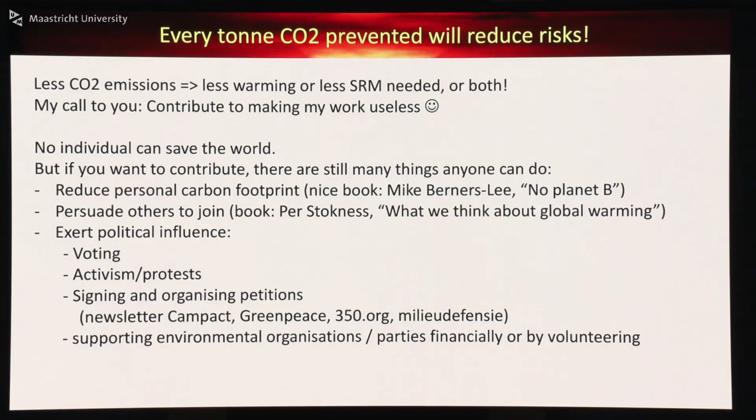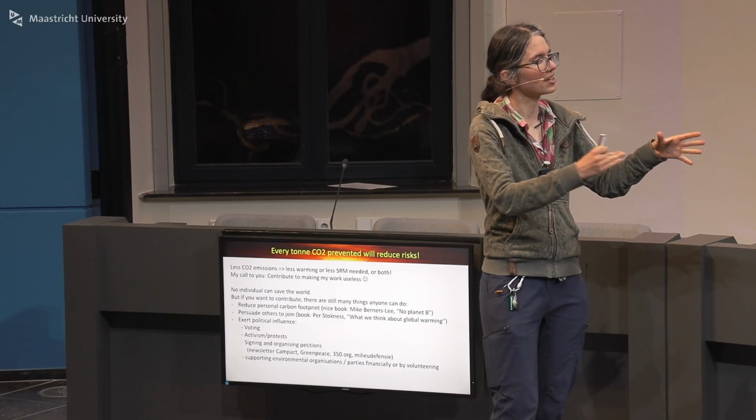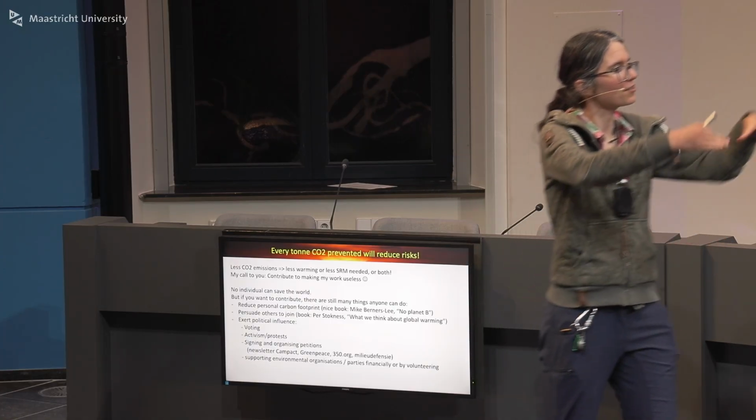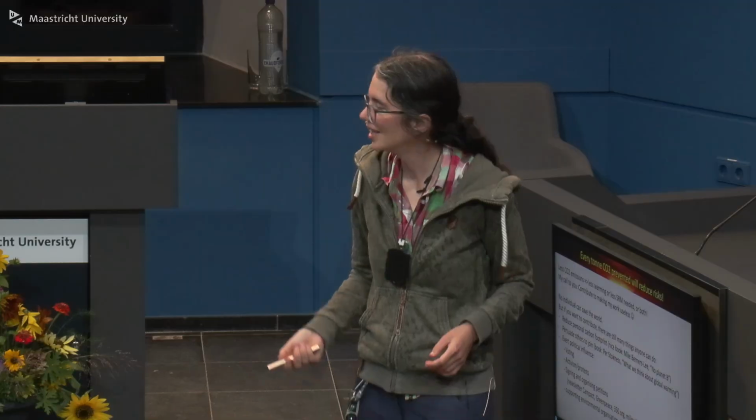No individual can save the world, not even Greta Thunberg, I'm afraid. But if you want to do something, there's a lot of small things or bigger things that everybody can do. You could reduce your own carbon footprint. There's a very nice book by Mike Berners-Lee called There Is No Planet B. So if you want some practical tips that are not preachy but just nice, read this book and share it. You can persuade others to join. There's a nice book by Per Stoknes about climate communication. Maybe that's useful for you. Because if you do something and you persuade 3 friends, who persuade 3 friends, then that's getting more and more.